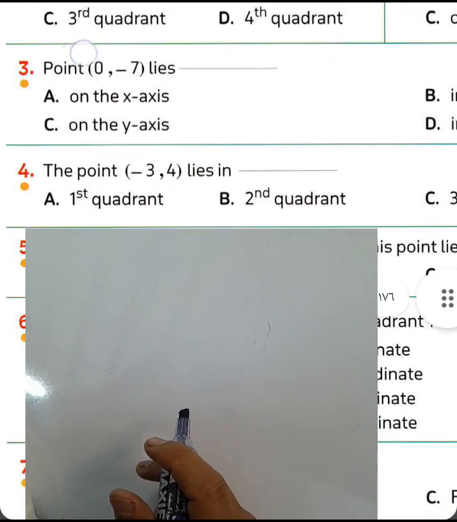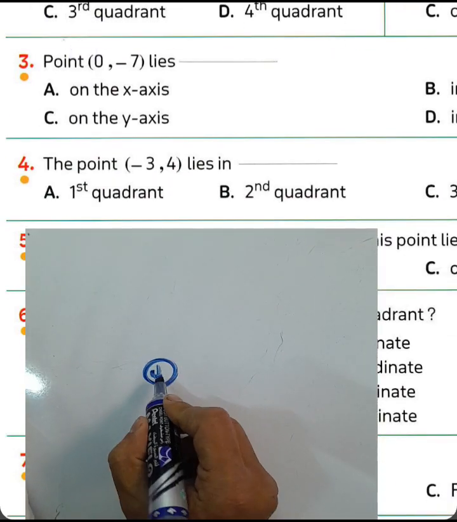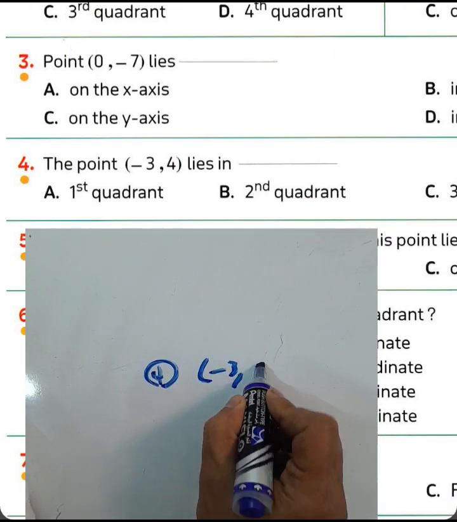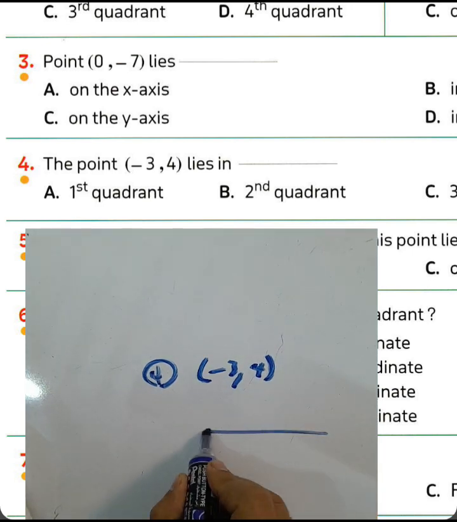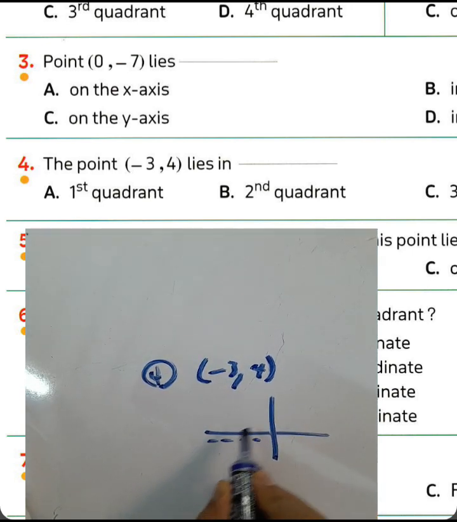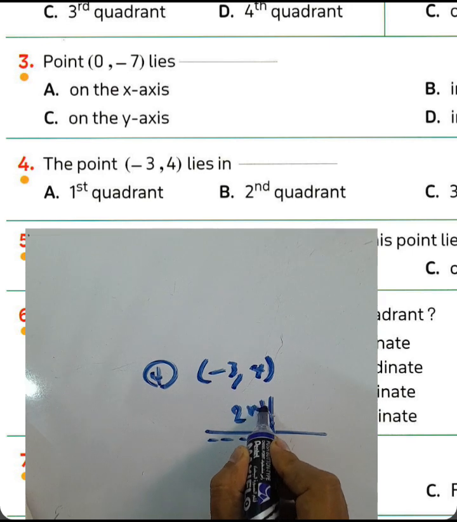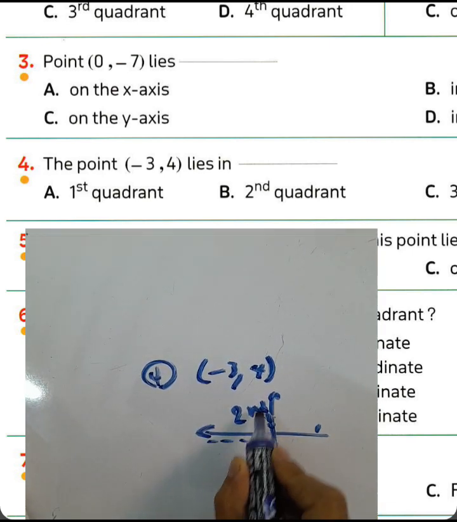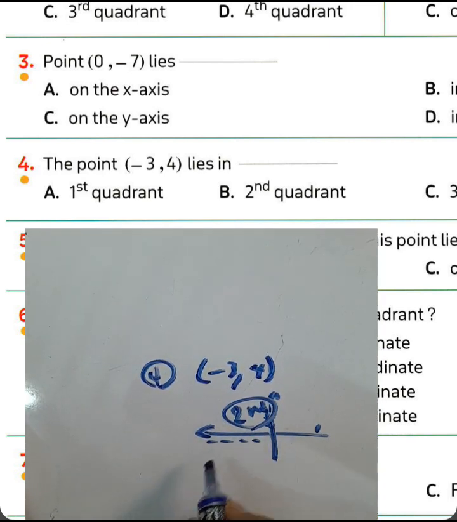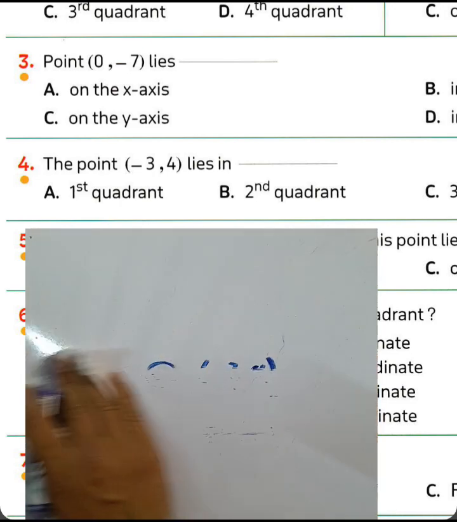Question number 4. The point negative 3 and 4 lies where? We have negative and positive, so it lies in the second quadrant. Negative and positive, second quadrant. Choose letter B for question number 4.